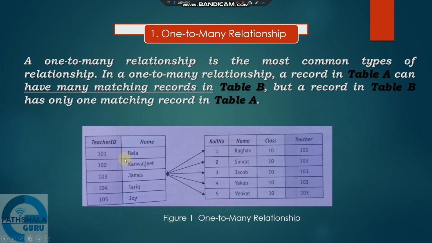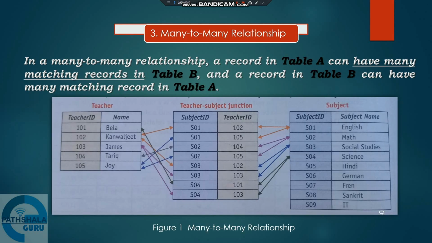Move forward to many to many. In a many to many relationship, a record in table A can have multiple matching records in table B, and a record in table B can have multiple matching records in table A. This type of relationship is only possible by defining a third table called a junction table, whose primary key consists of two fields, the foreign keys from both tables A and B.